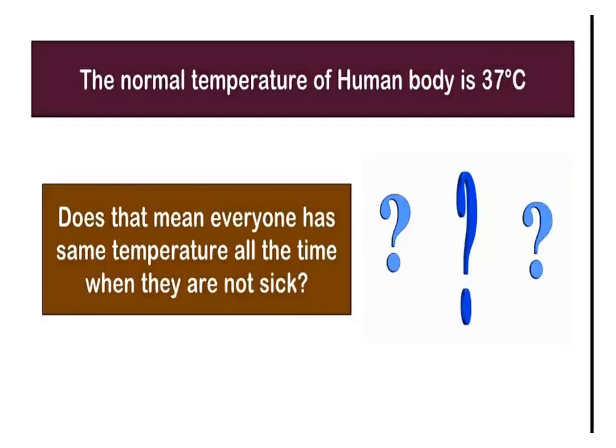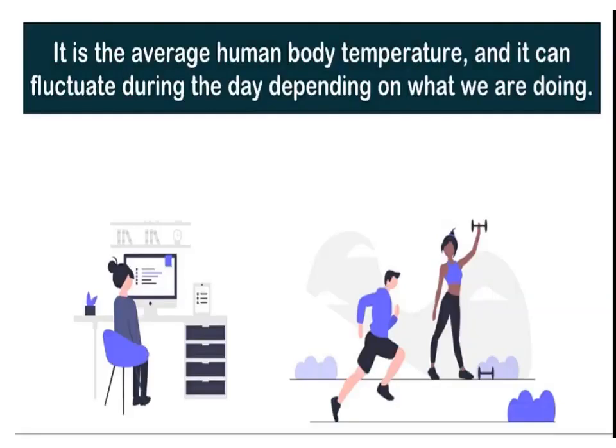The normal temperature of the human body is 37 degrees Celsius. Does that mean everyone has the same temperature all the time when they are not sick? So what is your guess? It is the average human body temperature, and it can fluctuate during the day depending on what we are doing, either running, doing exercise, or sitting. It depends on the situation, and it also depends on the circumstances.